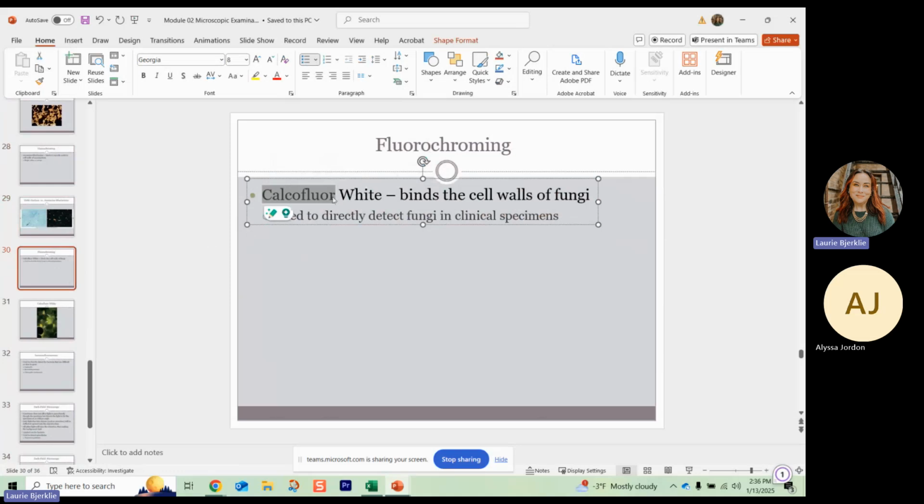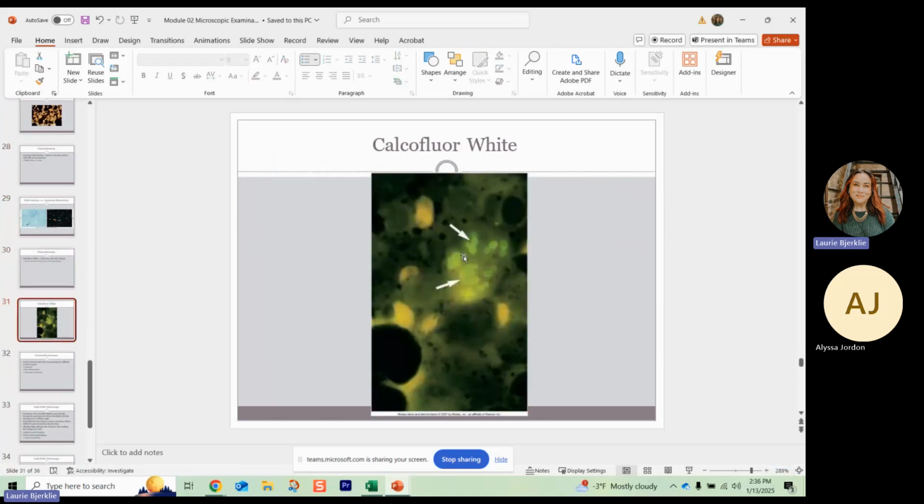So again, as the name tells you, it's going to fluoresce a white when it binds into those cell walls. So here, this is a yeast. Yeast are also fungi. It's not just molds. Molds and yeast both. This is a yeast that is found in a sample and lit it up. It's supposed to be a white, but it kind of looks almost green here.